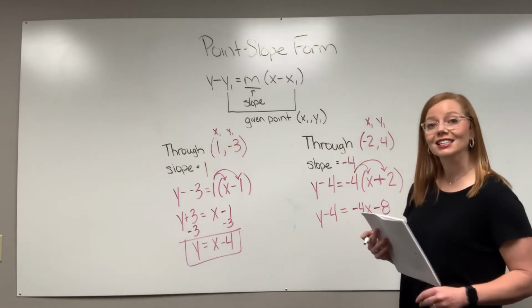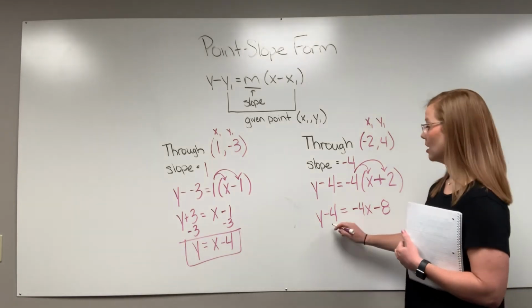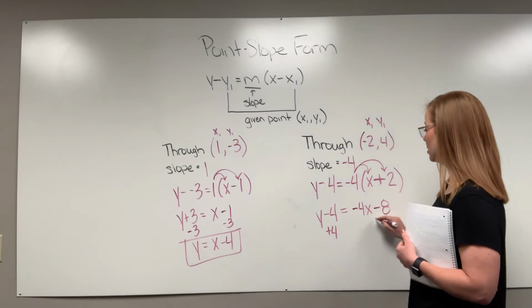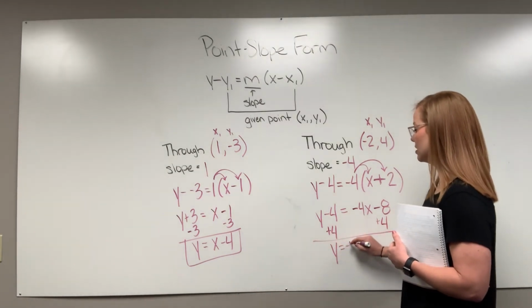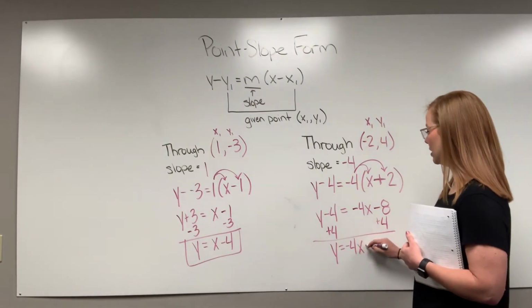Next step is to isolate my y using opposite operations. So I'm going to add 4 to both sides and combine like terms to simplify it into slope-intercept form.